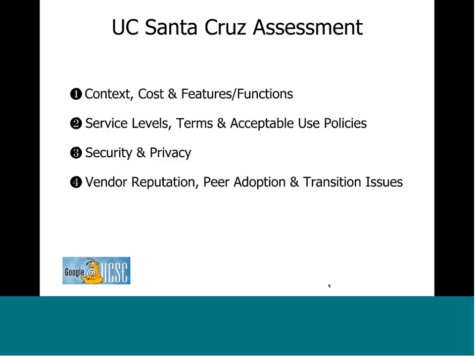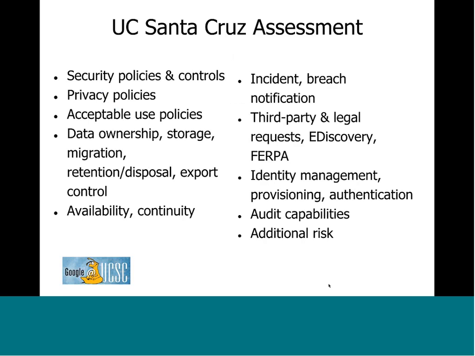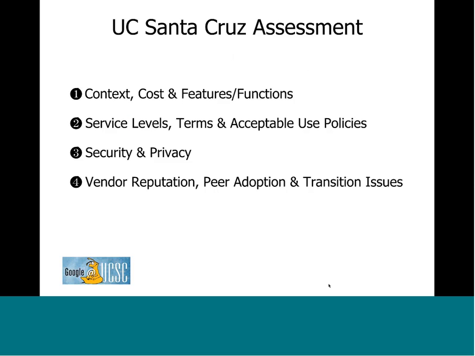The first area of context, cost, features, and functions really was just a reinforcement of the gap between our own service offering and the options such as Google. The last one, vendor reputation, peer adoption, and transition, was really addressing some of the lack of trust that the faculty and staff had, not just for Google, but for any external service provider.